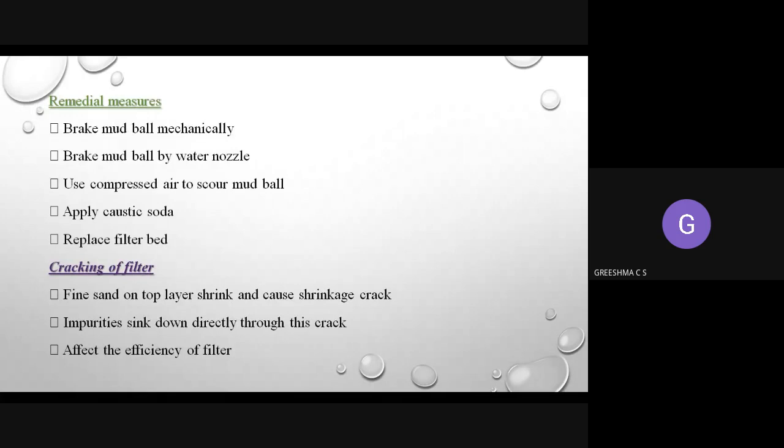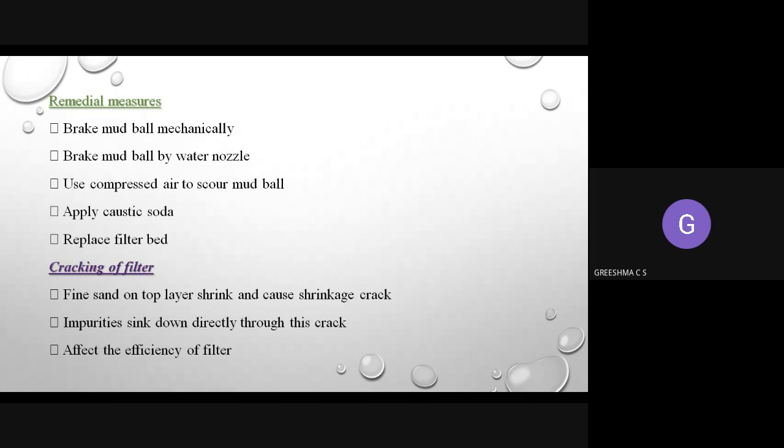What are they? First one is, whenever you see a mud ball, you should break it immediately. You can break it in the mechanical mode or you can spray water through a nozzle. Next one is you should use compressed air. You can apply caustic soda and you should replace the filter bed. So these are the 5 measures that can be taken to reduce the formation of mud balls.